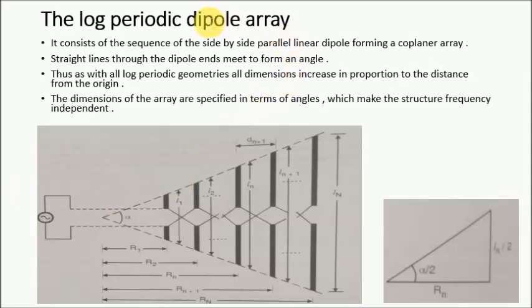Now this version is more popular, that is the log periodic dipole array. It consists basically of side by side parallel linear dipoles forming a coplanar array. Straight lines through the dipole ends meet to form an angle. Thus, as with all log periodic geometries, all dimensions increase in proportion to the distance. So here, if you take the ratios R and L, they are proportional.